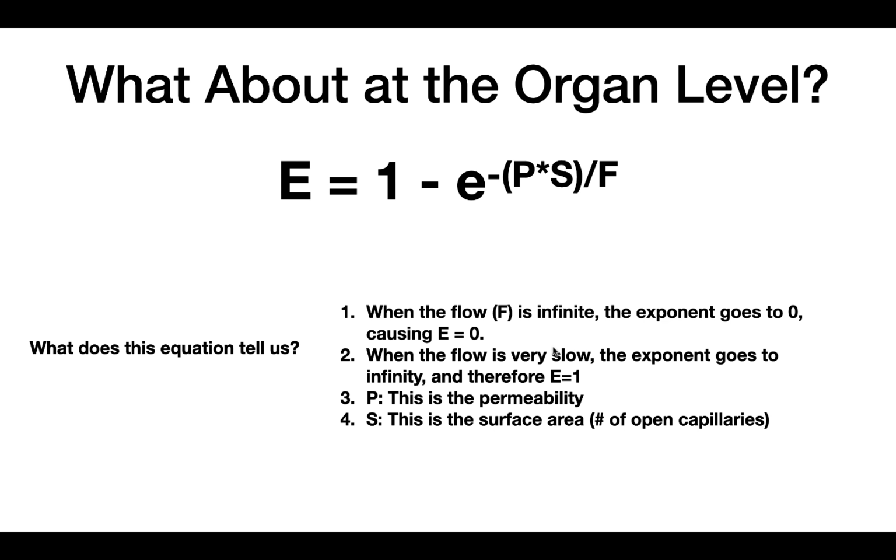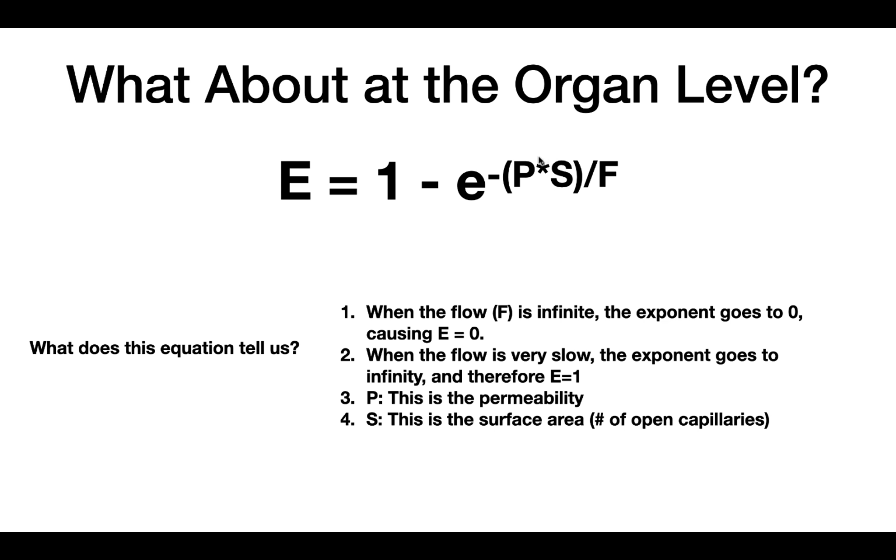Because when the fluid flow rate decreases, it gives a chance for the molecules to diffuse from the capillary into the interstitial fluid. The next thing that we see here is the permeability coefficient, and we see that it's at the top of the ratio. So the greater the permeability coefficient, the greater the extraction ratio, because remember, the permeability coefficient tells you how easily the molecule passes through a membrane.